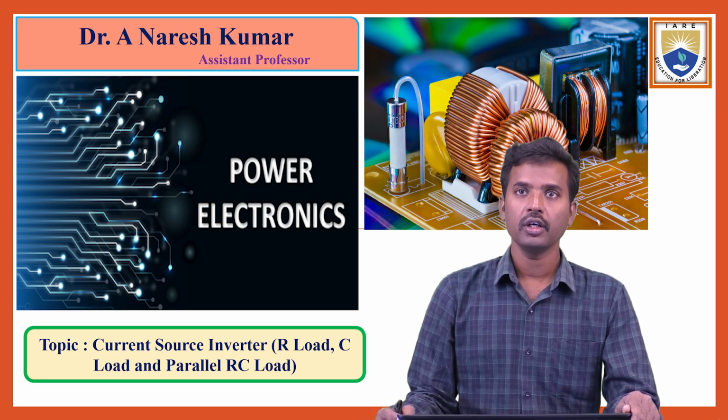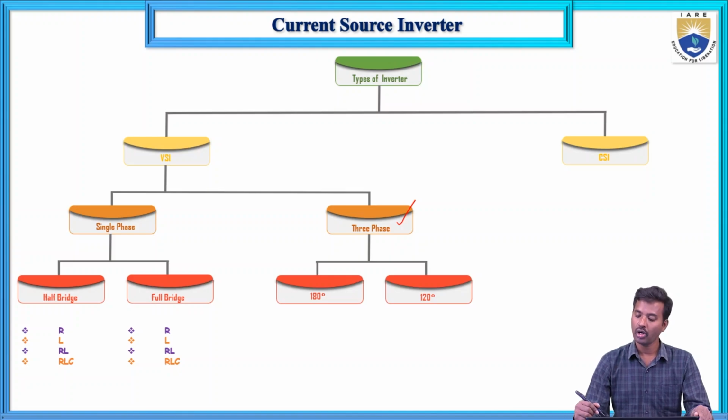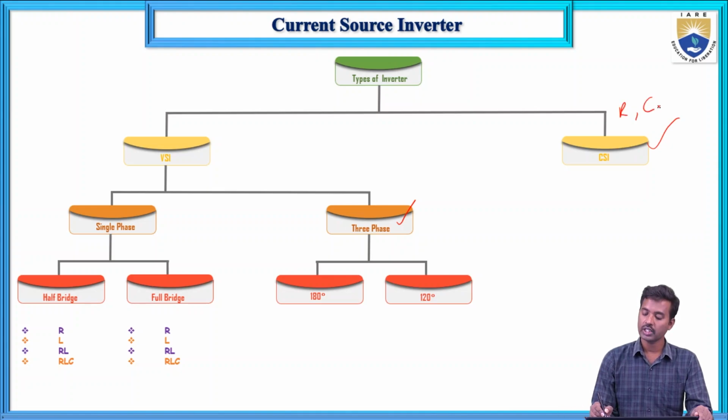First, there are different types of inverters: voltage source inverter and current source inverter. In the voltage source inverter, we have already discussed a single phase bridge inverter with RLC load, and the full bridge inverter also with RLC load. In the voltage source inverter category, we also discussed the 3-phase 180 degrees conduction mode and the 120 degrees conduction mode inverters. Now today we are going to discuss current source inverter, that is CSI, with R load, C load and parallel RC load.